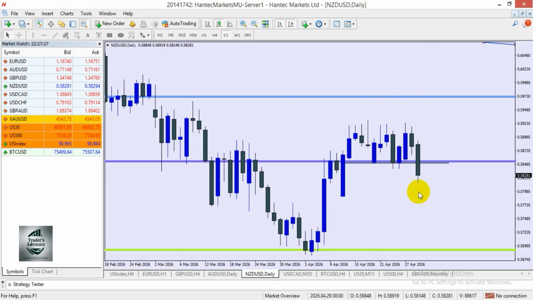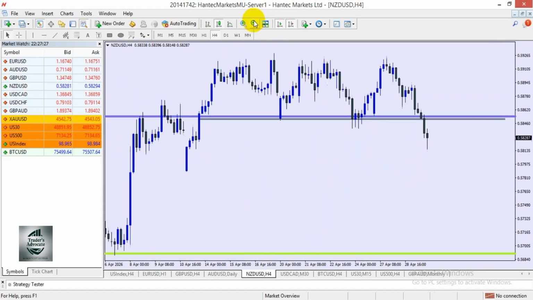Now we've pretty much broken below the neckline of the triple top or the head and shoulder pattern. Now we don't sell on the daily time frame. These candles are too massive and our stop loss area is going to be very wide. So on the 4 hours is where I go and refine my entry. So I'll zoom in properly.